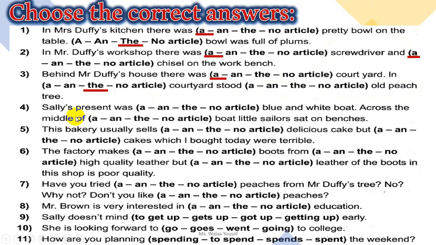Number 4. Sally's present was a blue and white boat. A. Across the middle of the boat, we talked about it before, the.